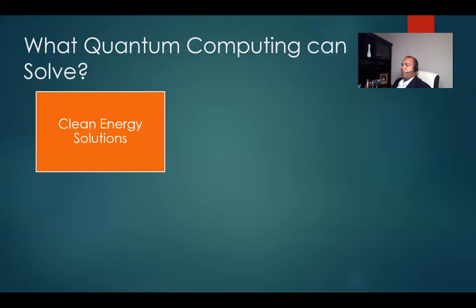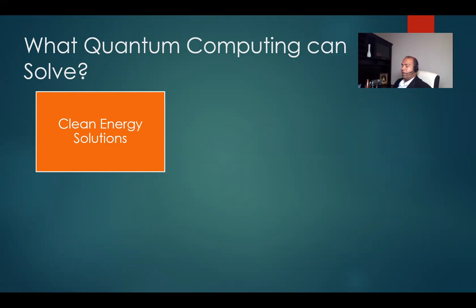So what can quantum computing solve? It's the clean energy solutions and why we need it, right? We need clean energy, and we are seeing that after COVID happened, only 4% of pollution has been reduced, but it is massive. It's easy to say 4% of pollution is reduced, but it is definitely millions of metric tons of carbon that has not gone into the atmosphere.